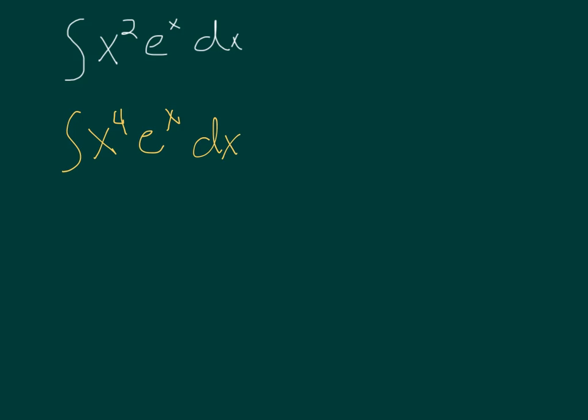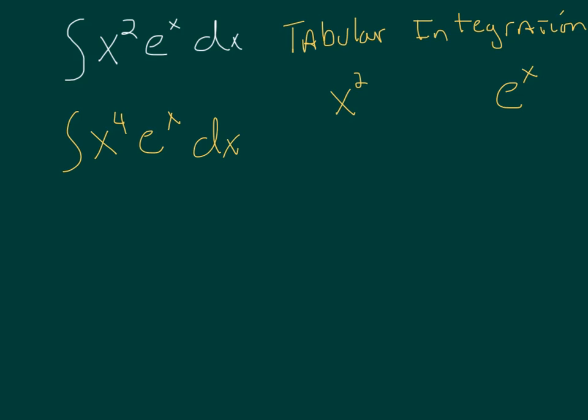So the answer to that is something called tabular integration. And with tabular integration, you put your polynomial in the first column with all of its derivatives. So x squared, and then the derivative is 2x, and then 2, and then 0. And then in the right column, you put the other function, whether it be e to the x, or sine x, cosine x, those will also work. So you put e to the x and all of its antiderivatives. So in this case, the only antiderivatives of e to the x are always e to the x.